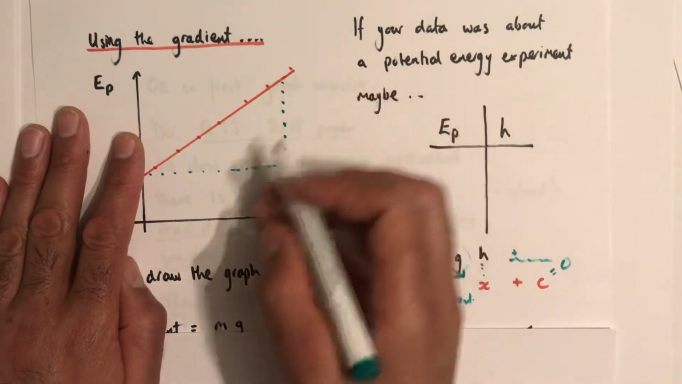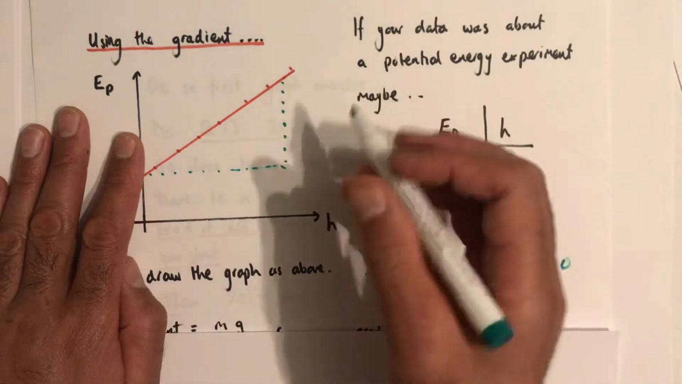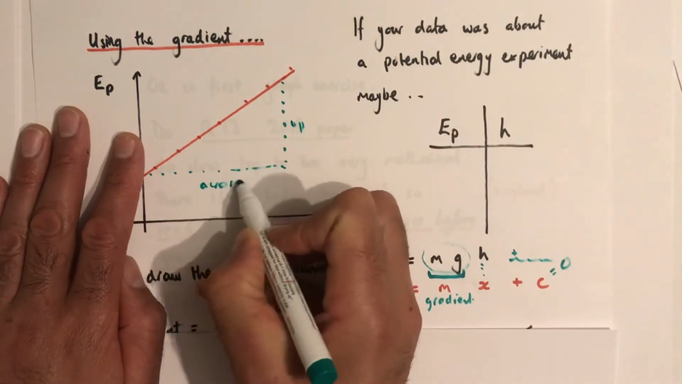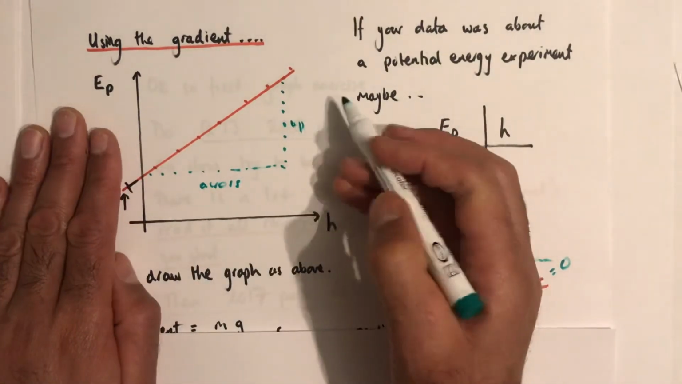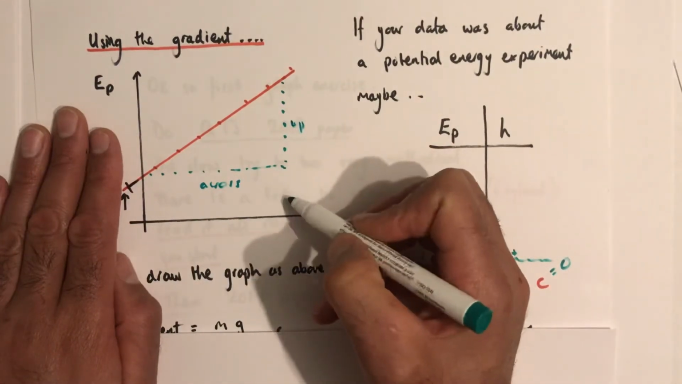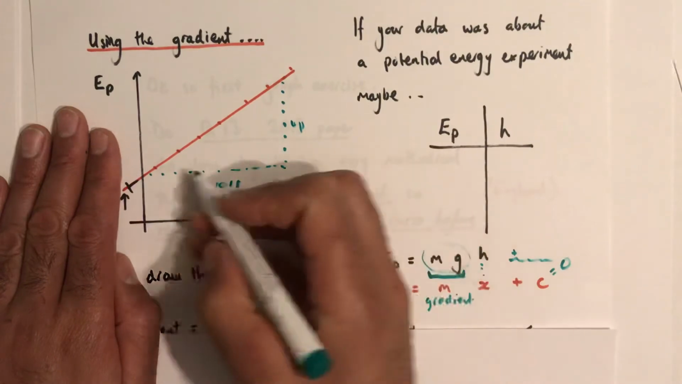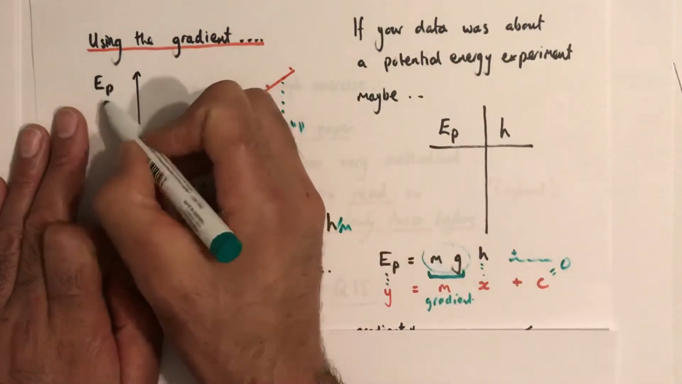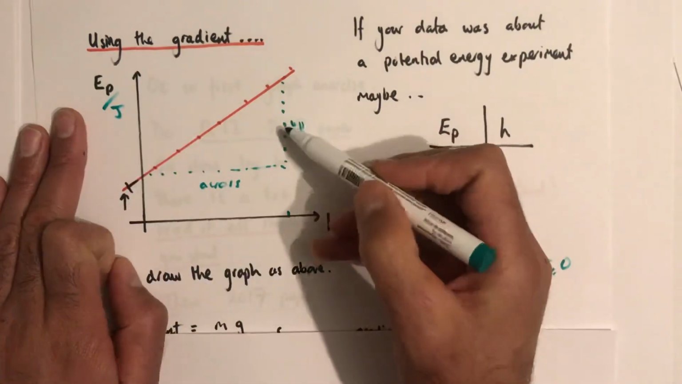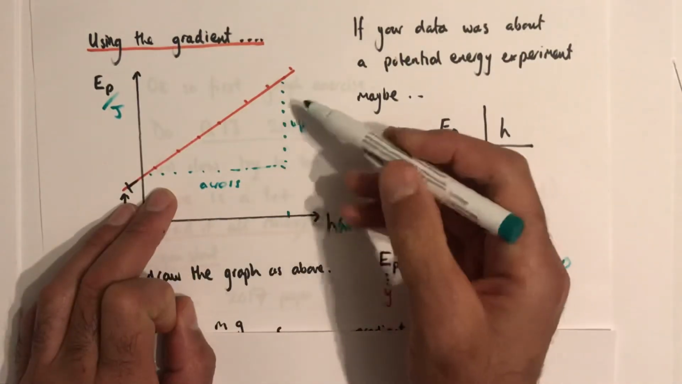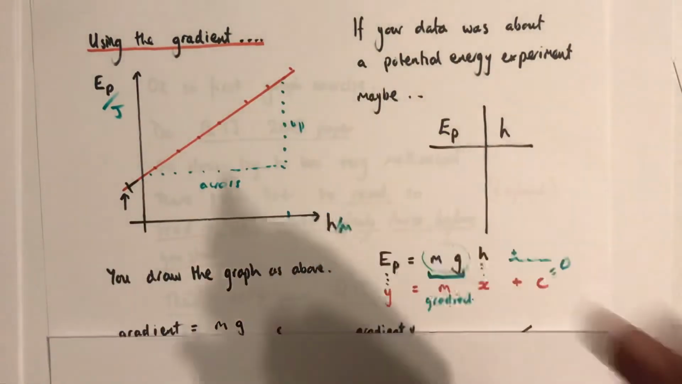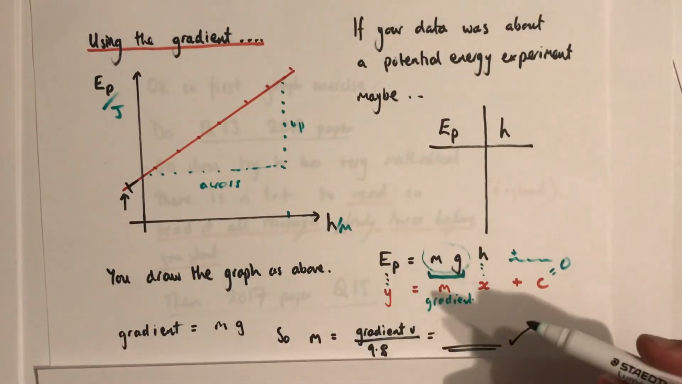I know a lot of you use y2 minus y1 over and so on, but I always think it's the up bit divided by the across bit. Be careful with the units. You'll take the units off the axis. So if my height was in meters and my potential energy was in joules, my gradient would be measured in joules per meter, because it would be joules divided by meters. Anyway, that's probably not going to be important. We're just going to take the value.